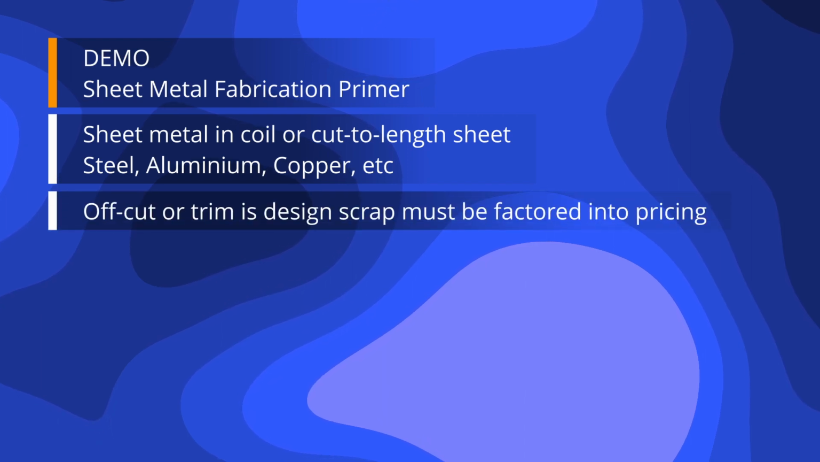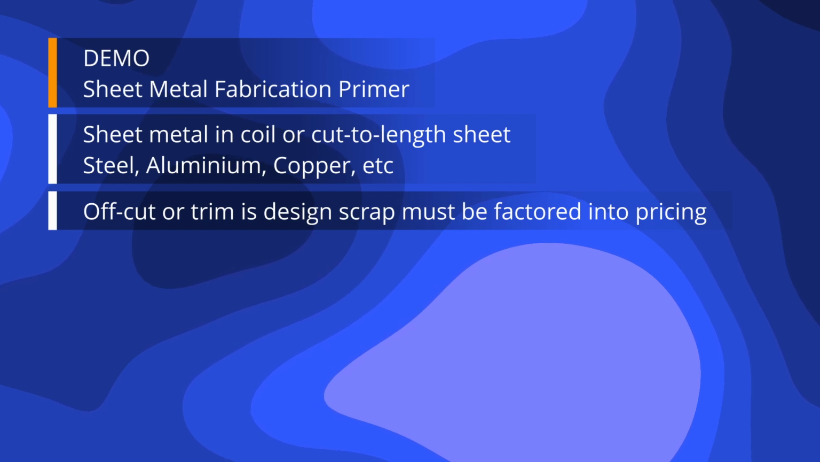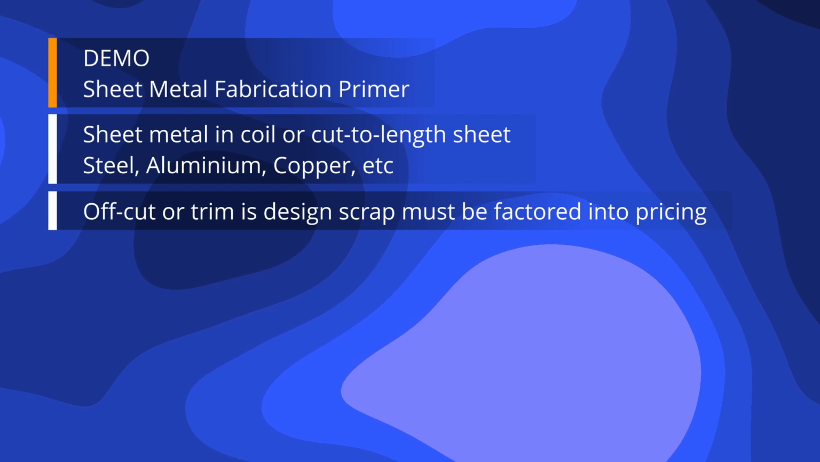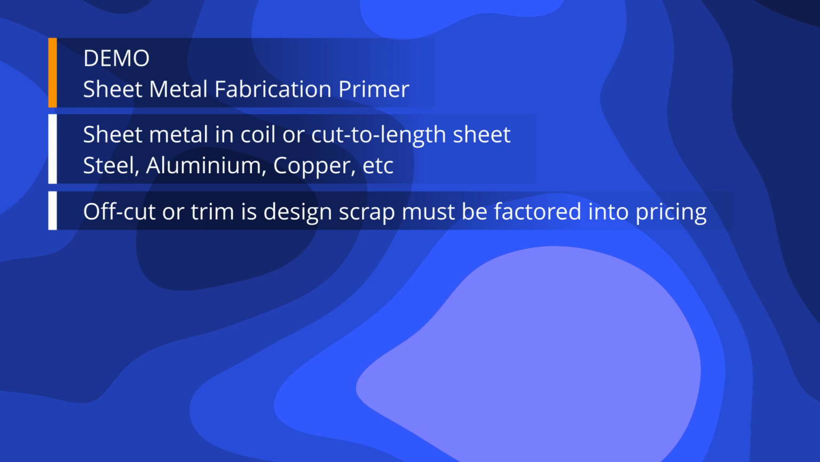Another area that we'll have to consider in our cost structure is scrap. Stamping often generates large amounts of design scrap, which we call offcut or trim. Fortunately, this scrap is valuable and can either be reused as a byproduct for other parts, or sold to scrap dealers to offset the cost of the part.